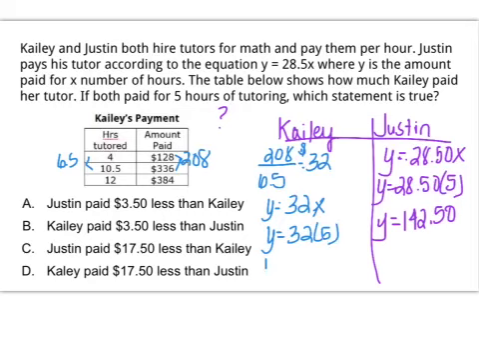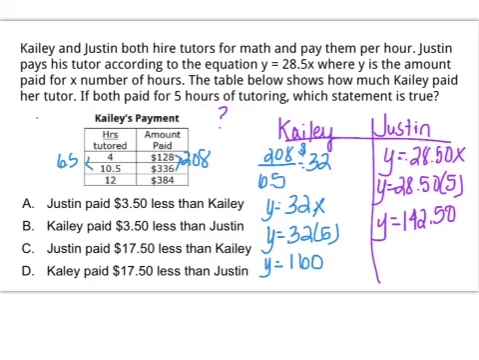And we get 160. So now, just by looking at this, I can tell that Kaylee paid more and Justin paid less. So let's look at our answer choices. It says Justin paid $3.50 less than Kaylee.